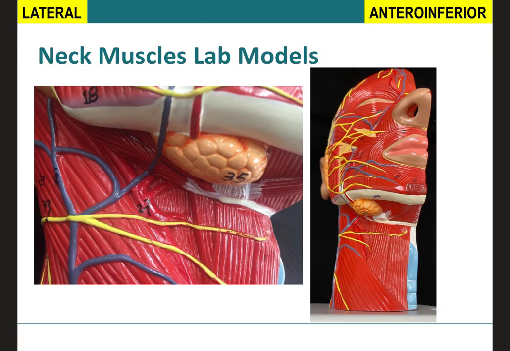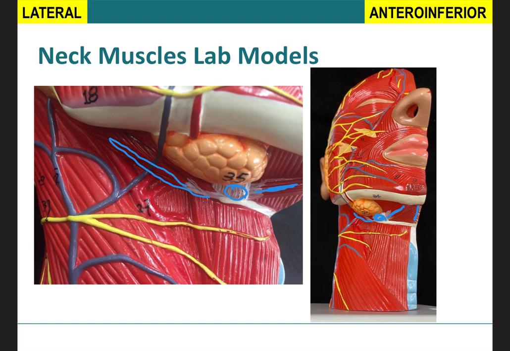Here on the lab model, we can see the digastric. The anterior belly would be here. This would be the tendon loop, and it would go back. On this image that's a little bit larger, we can see again the anterior belly, the loop, and this one over here would be the digastric.